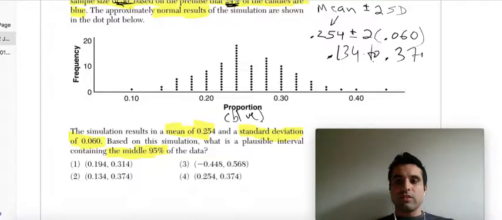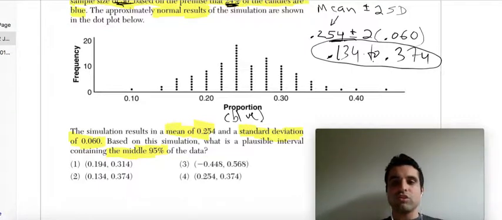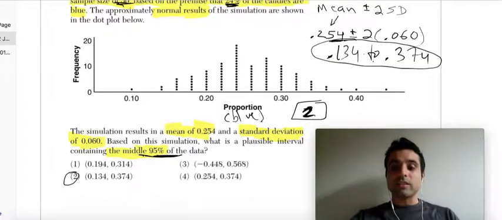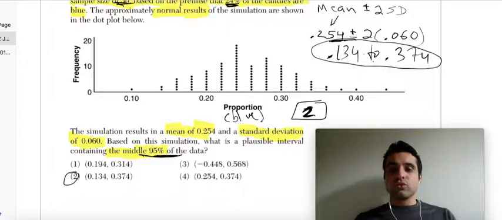So that is, we're 95% confident that the results should be somewhere in this range whenever we do a simulation. 95% of the time, the results will fall somewhere in that range of 0.134 to 0.374. All right? So our answer is choice 2. This is about normal distributions and the 95% confidence level, based on the distance from the mean being 2 standard deviations below and above the mean, okay? So that was question 13.